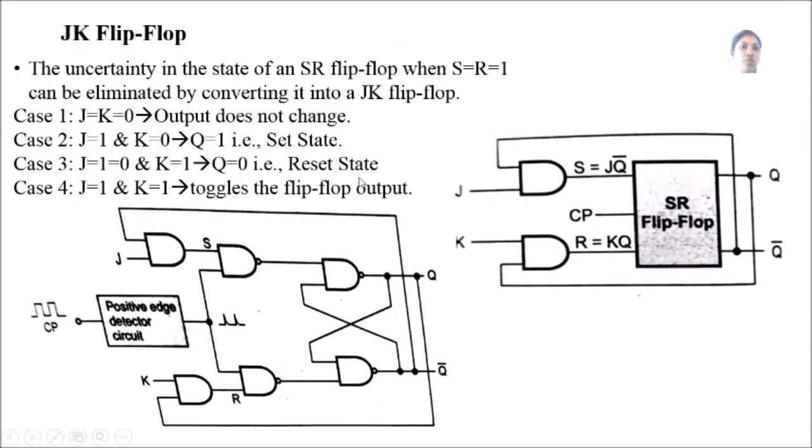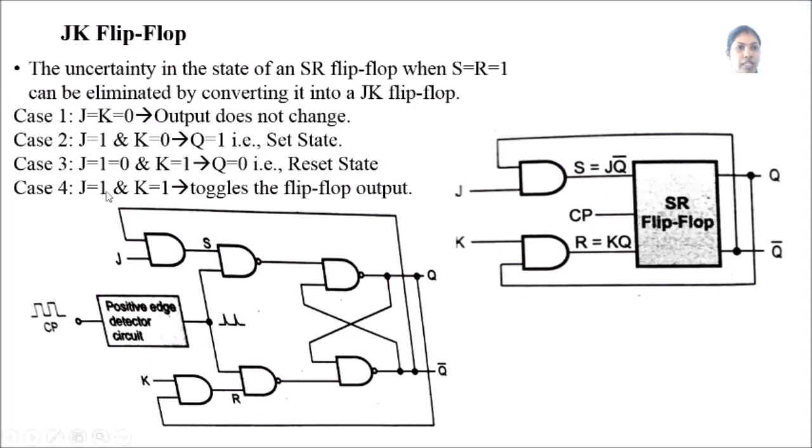The next one is the JK flip-flop. As we see, the disadvantage of the SR flip-flop is that the output will go to the indeterminate state when S is equal to 1 and R is equal to 1. In order to eliminate that disadvantage, we are moving on to the JK flip-flop. In the JK flip-flop, the remaining conditions are similar to the SR flip-flop.